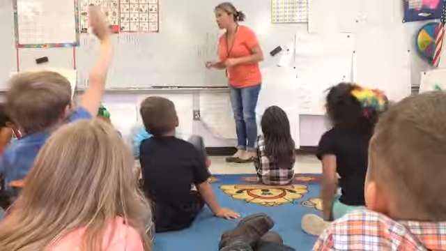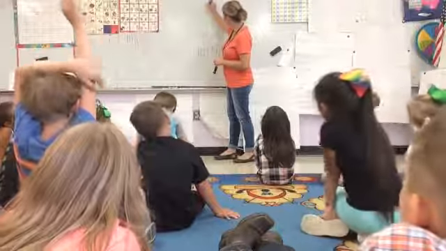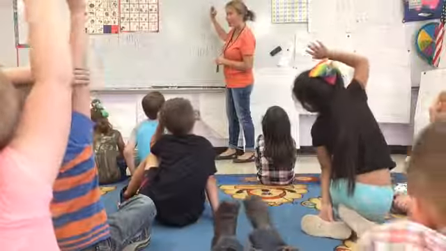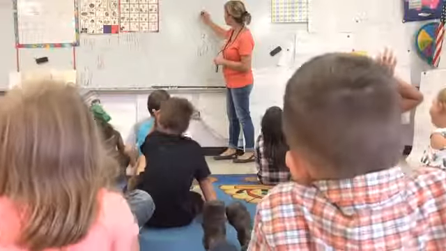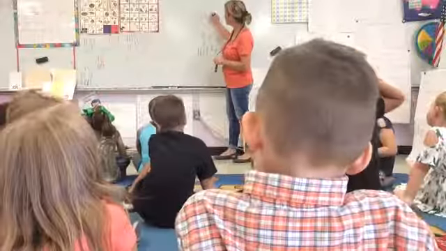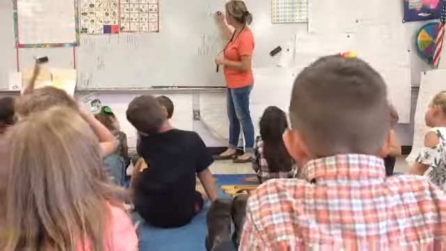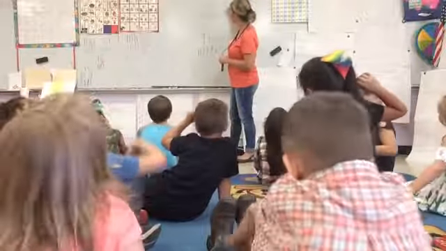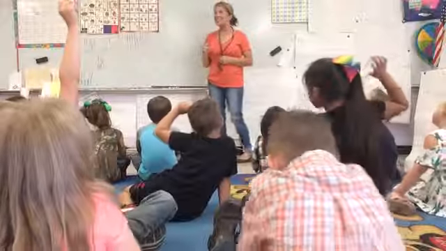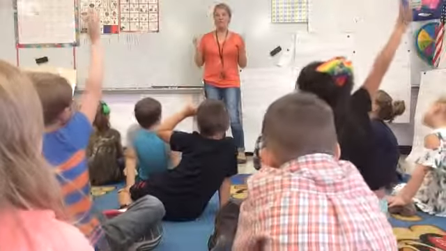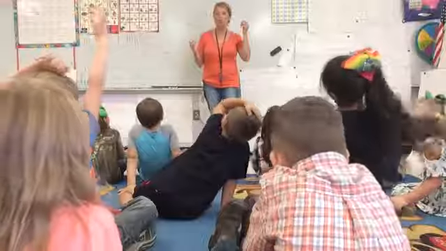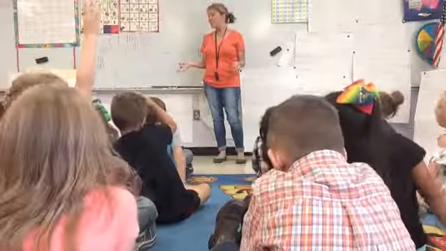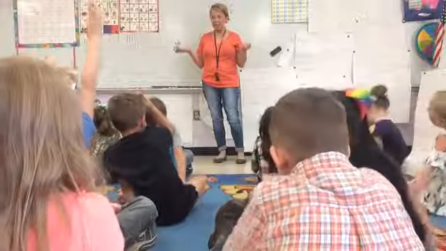Are you ready to do another one, Belle? Yes. Okay. 9 plus 7 is the same as what? What do you do to make a 10? 10 plus 6. What's your answer? 16. If you can find ways to put numbers together quickly, that's using your strategies, and it makes adding so much easier.